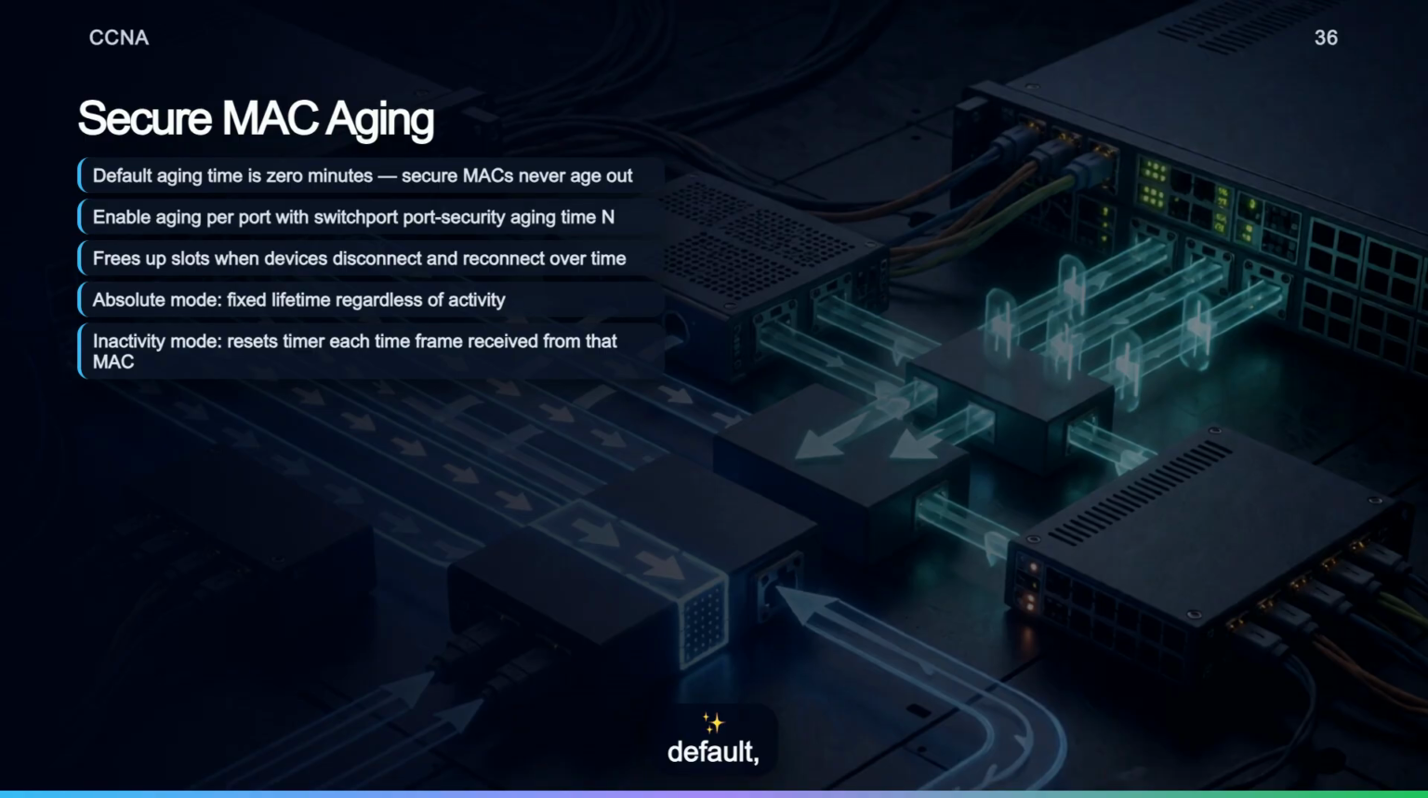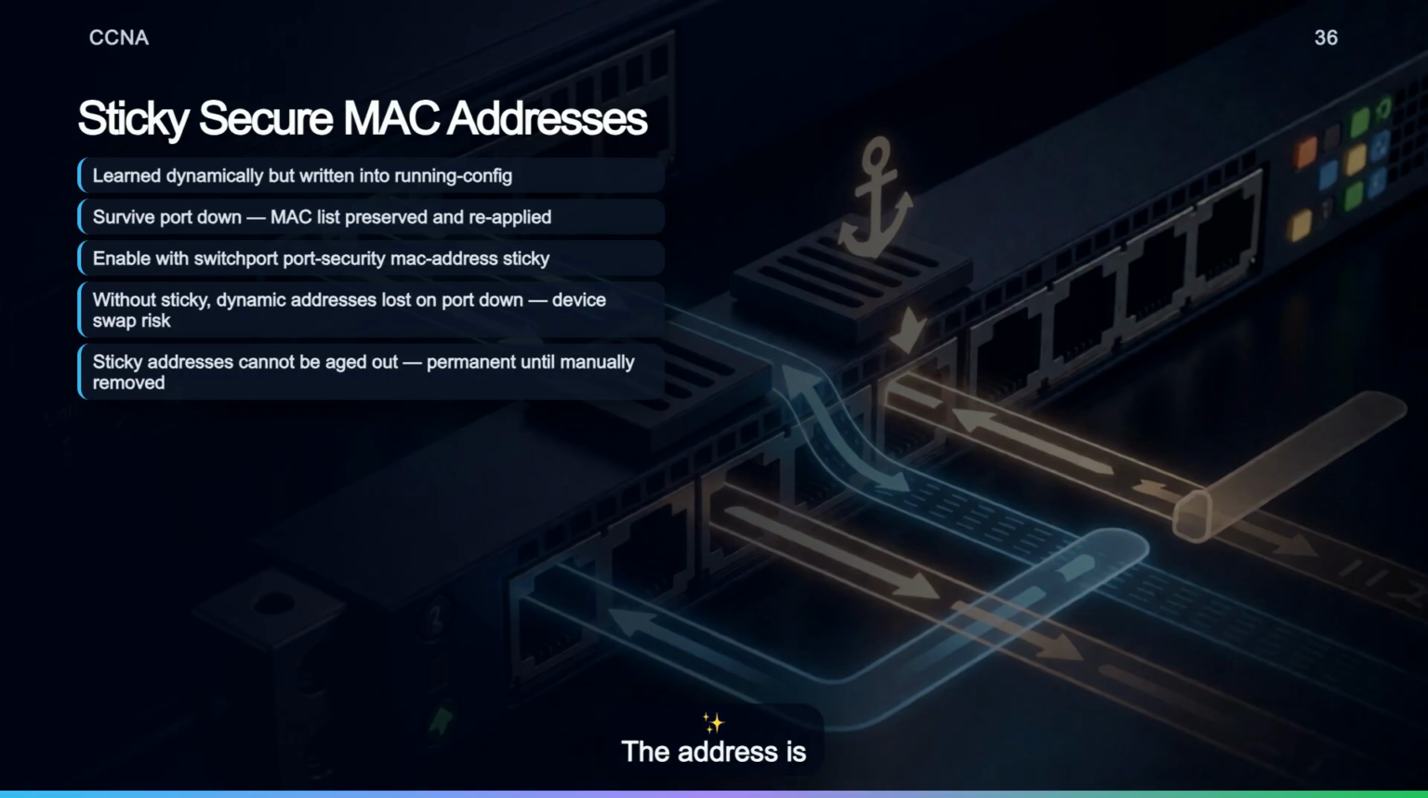Absolute is the default, meaning once learned, a secure MAC address starts its aging timer and gets removed when it expires, even if the switch keeps receiving frames from that MAC. The address is locked to a fixed lifetime, regardless of activity. Inactivity mode resets the aging timer each time it receives a frame from that MAC, behaving like regular dynamic addresses. Switch between them with switchport port-security aging type, followed by absolute or inactivity on the interface.